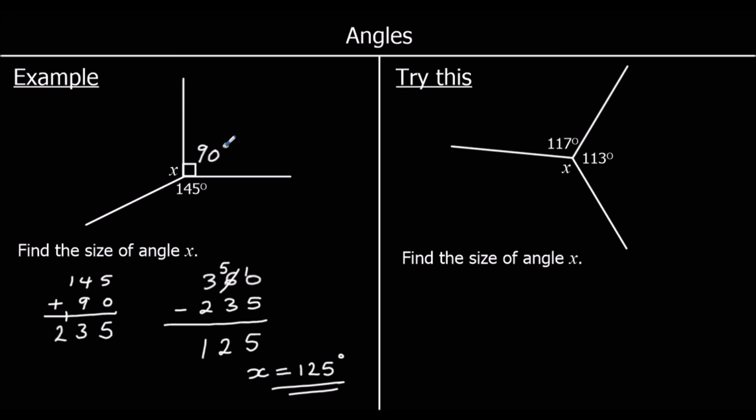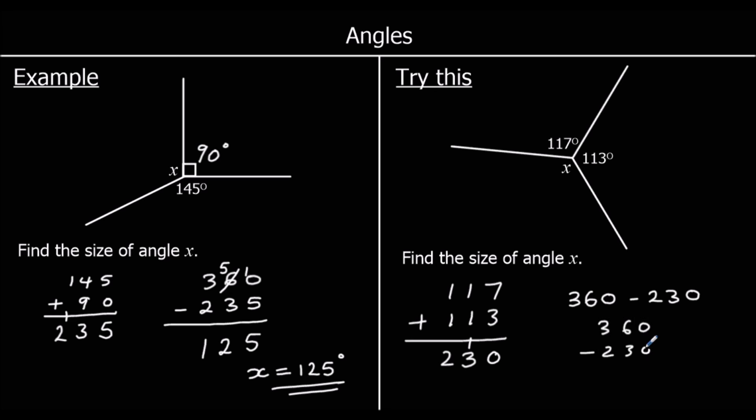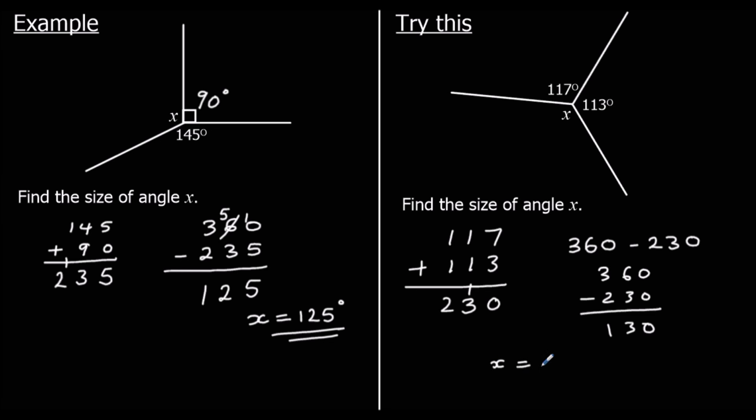Okay, one for you to try here. So give this a go. So again, we've got a missing angle, and we know all three around the point must add up to 360. So we've got 117 and 113 at the moment. So if we add them up, the 1s is 7 plus 3, which is 10. And then the 10s is now 1 plus 1 plus 1, which is 3. And the 100s is 1 plus 1, which is 2. So we've got 230. 360 take away 230. That's going to be 130. So X must be 130 degrees.